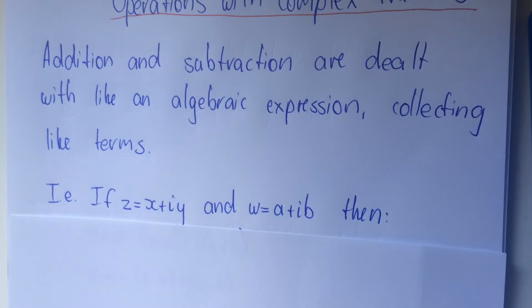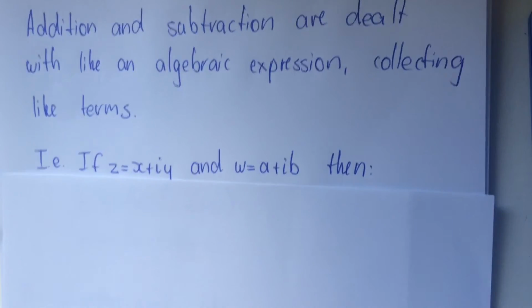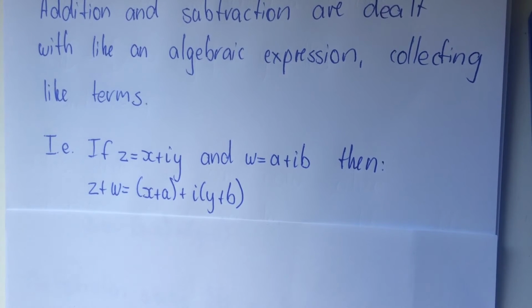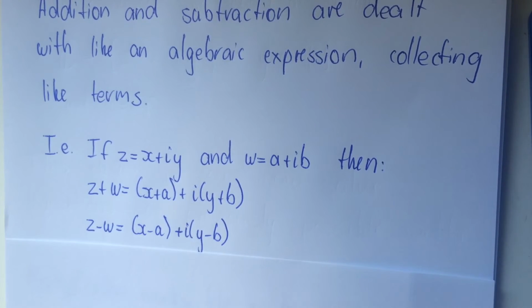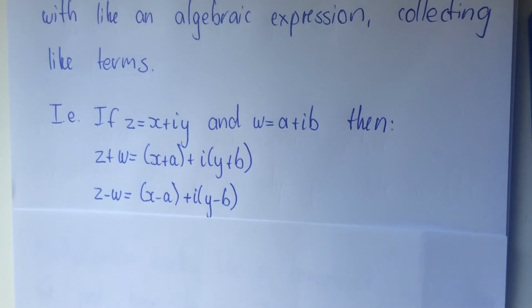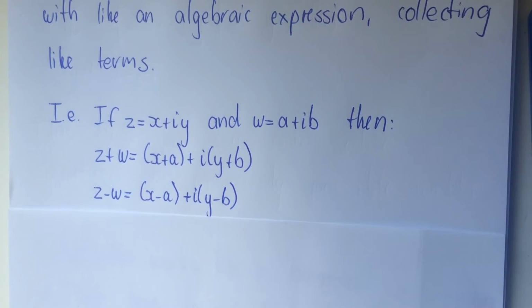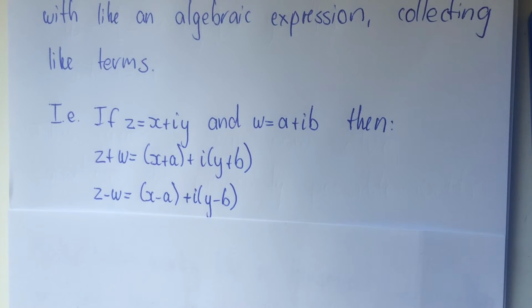For example, if z equals x plus iy and w equals a plus ib, then z plus w equals x plus a plus i outside of y plus b. And for subtraction, z minus w equals x minus a plus i outside of y minus b. It's simple as that. We just treat the imaginary terms and real terms as separate variables and collect like terms.